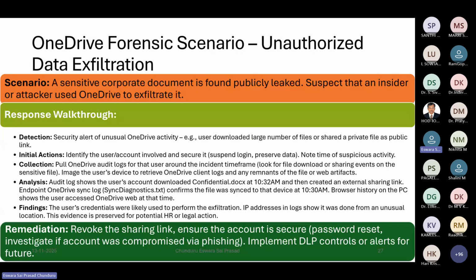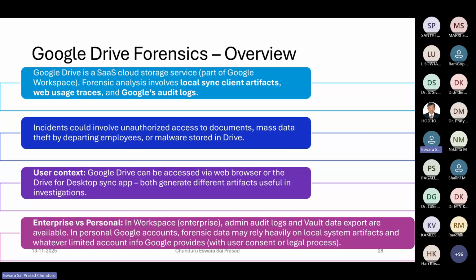Coming to Google Drive forensics, it is also a SaaS model. The forensic analysis involves local synchronization related client artifacts, browser related traces, and Google audit logs. These are the three areas we have to focus on. Local synchronization client artifacts will be available from the PC or the computer the user is using, and web usage spaces or browser user spaces also will be there from the user's system. Only the cloud-based artifacts we have to see from the cloud audit logs, that is, from the cloud service provider.